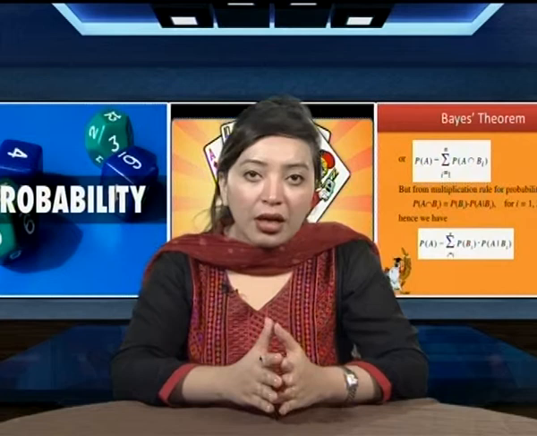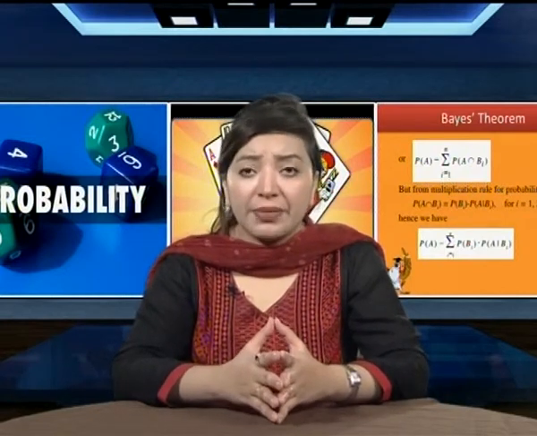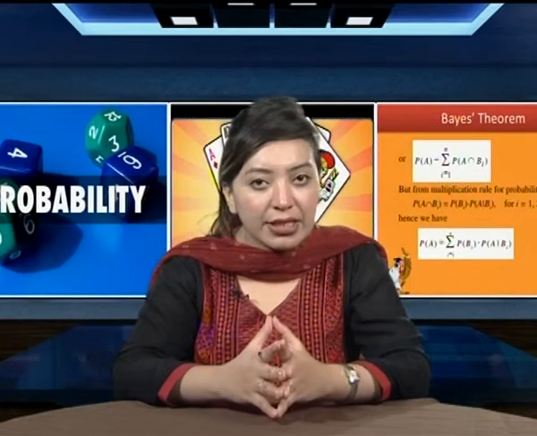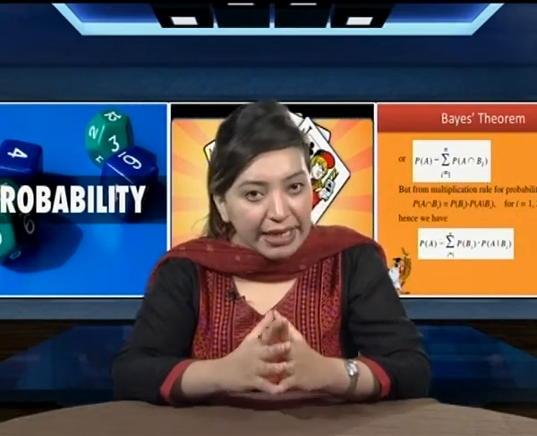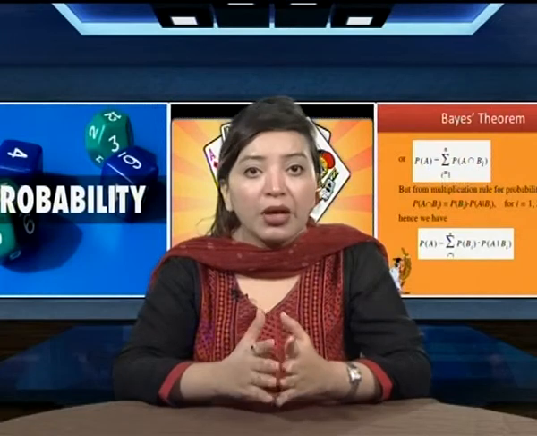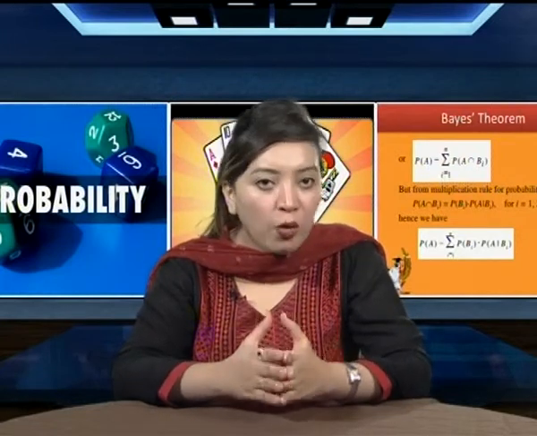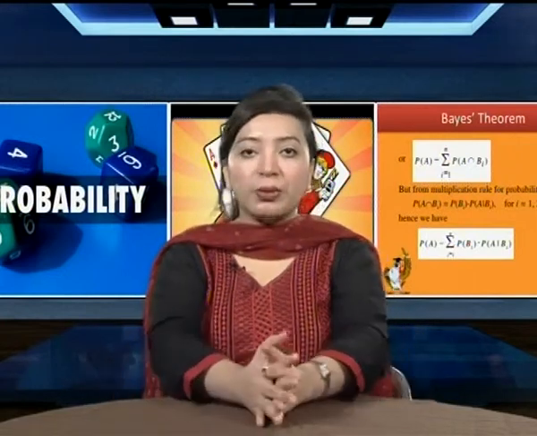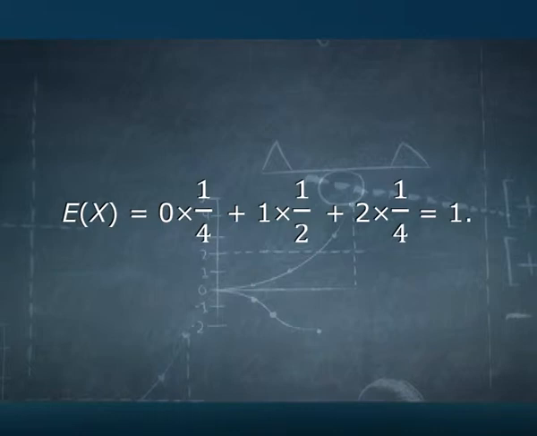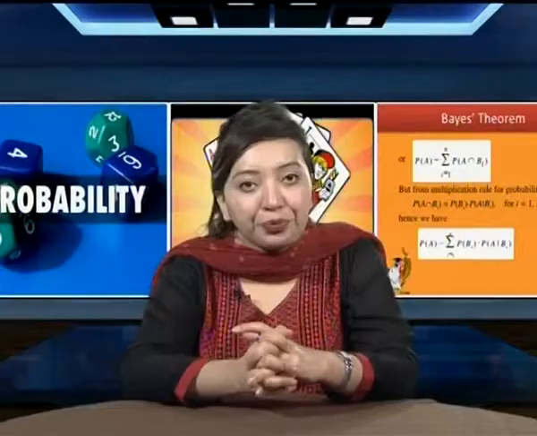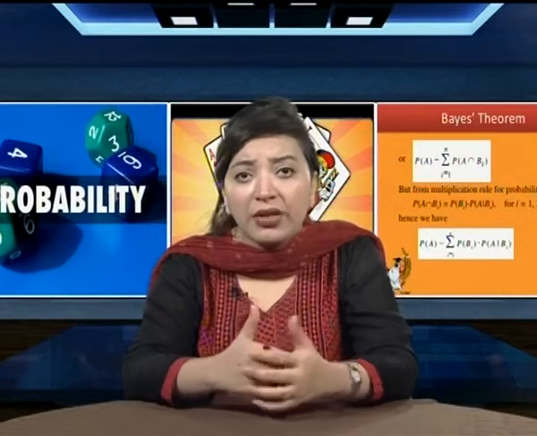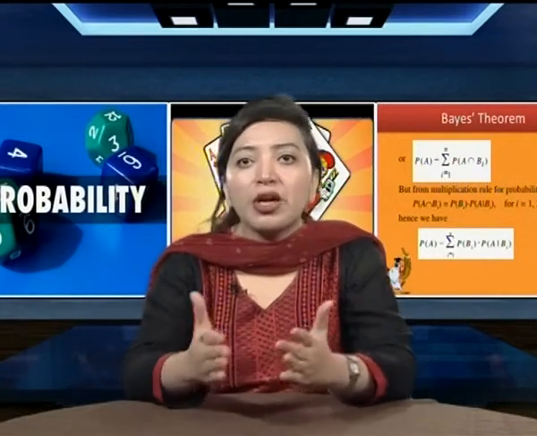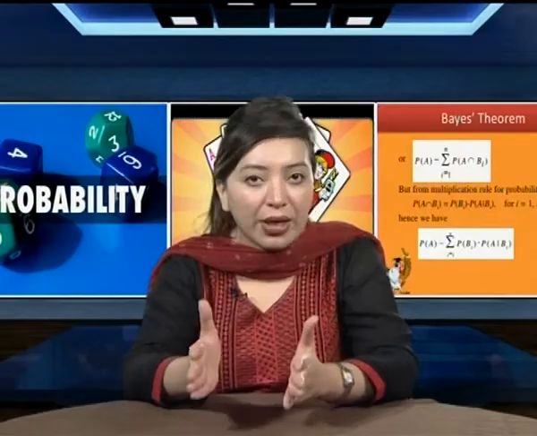For instance, if a coin is tossed 2 times and capital X denotes the number of heads, then X is a random variable which can assume the values 0, 1 and 2 with associated probabilities 1/4, 1/2 and 1/4. Thus, the mean of the random variable X will be given as the expected value of X equals 0 times 1/4 plus 1 times 1/2 plus 2 times 1/4, which is equal to 1. This means that if we toss the coin many times, the average number of heads per toss would be 1.